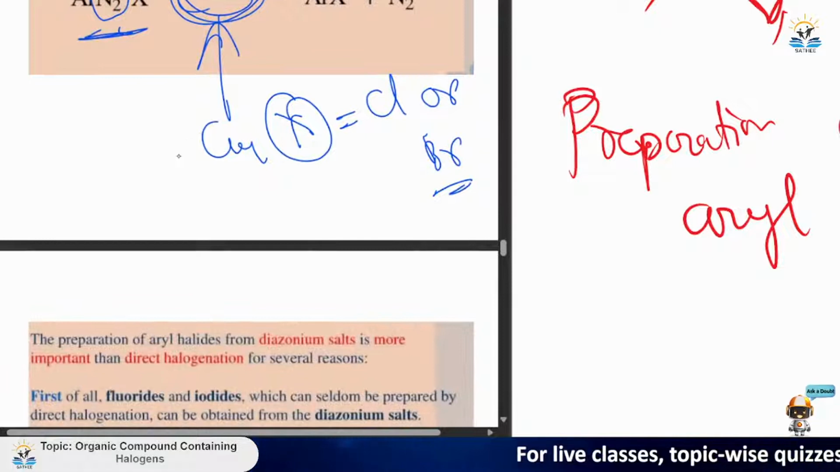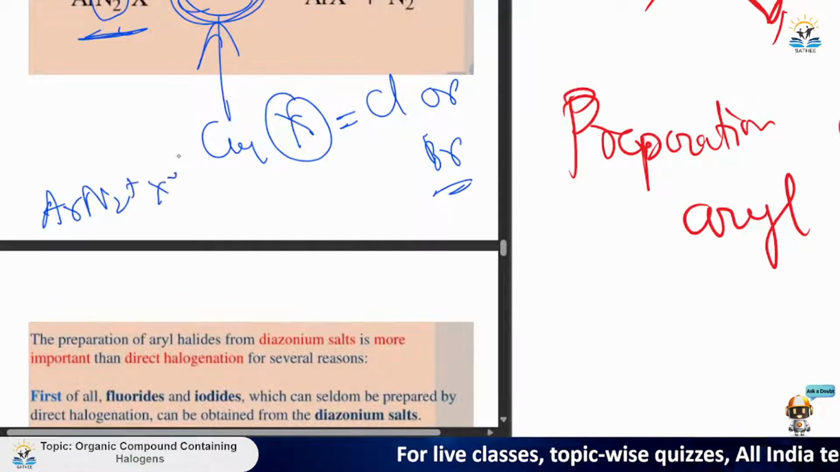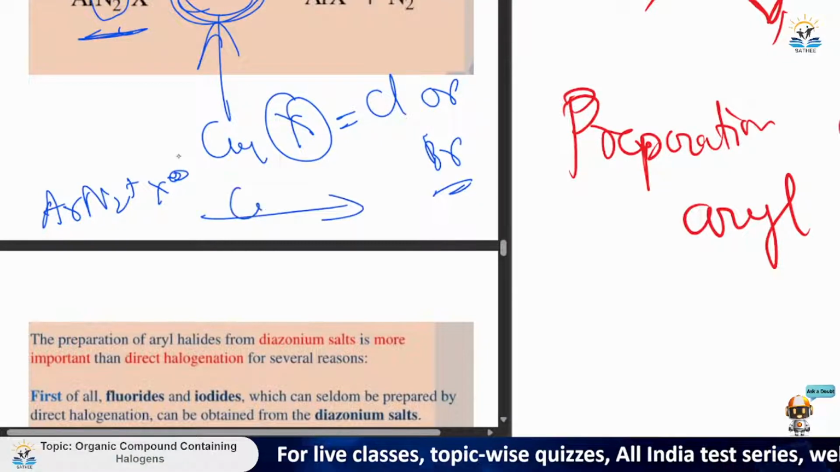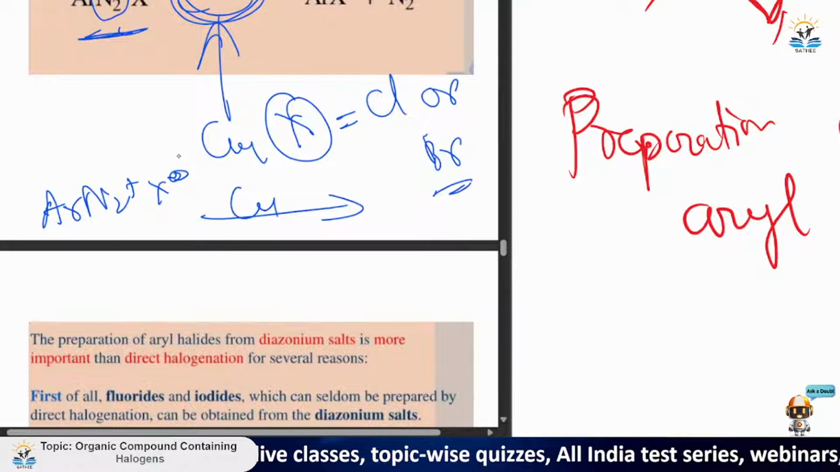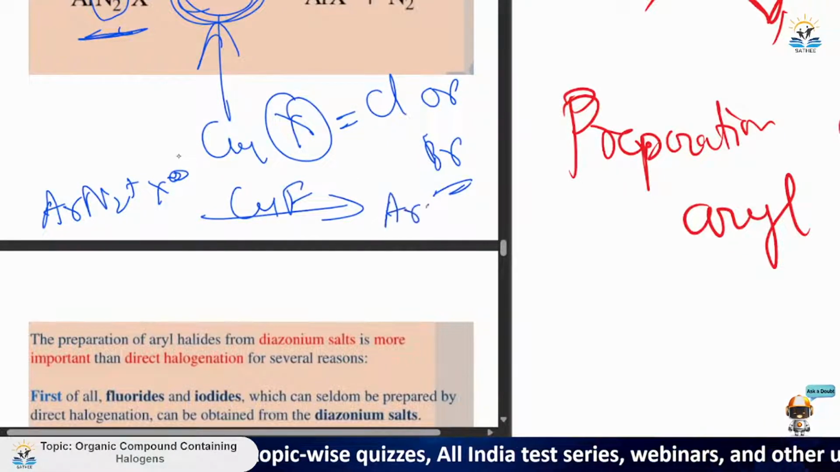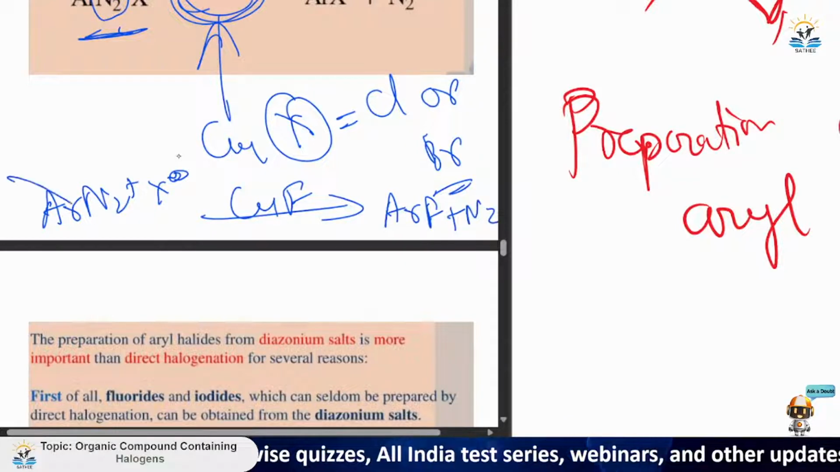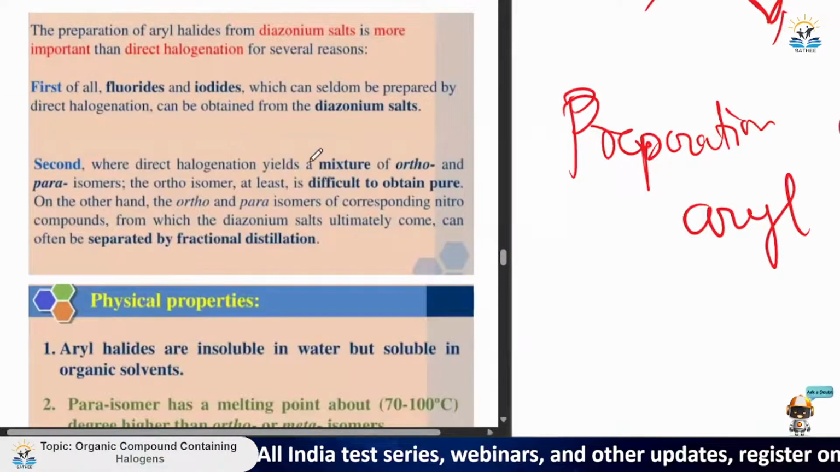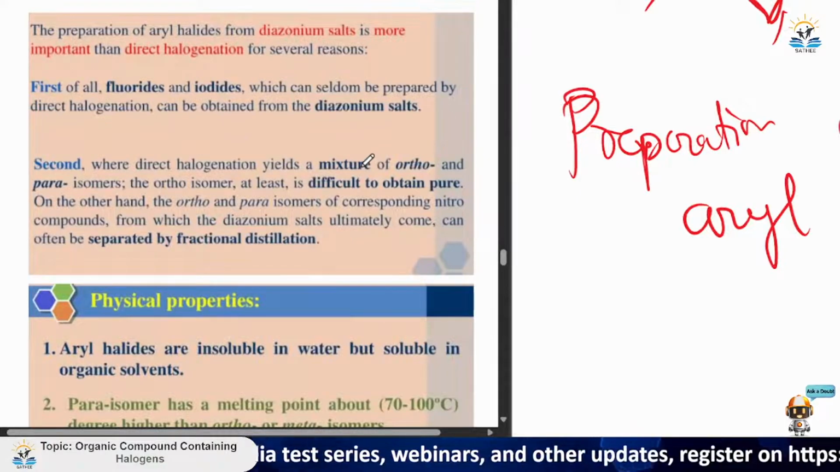So if it comes in a question like this, ArN2+, X-, and you have the given reagent as CuF, and ArF plus N2, this reaction will not proceed. It will not be done. So you just need to make sure of this one also.